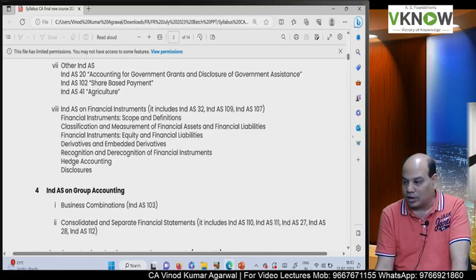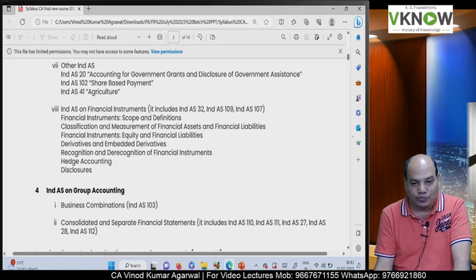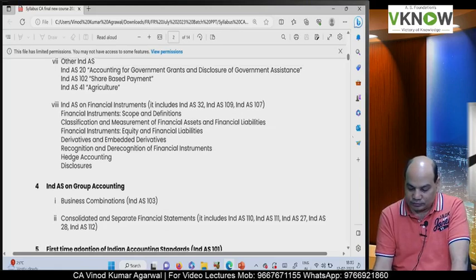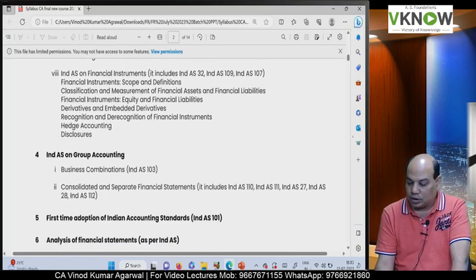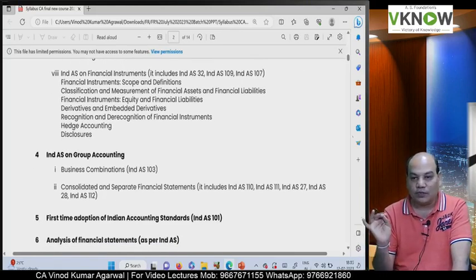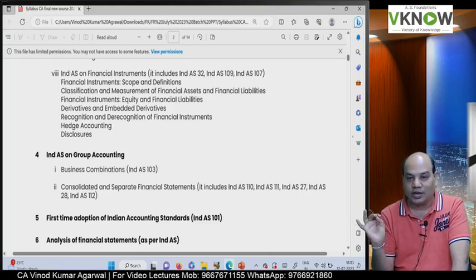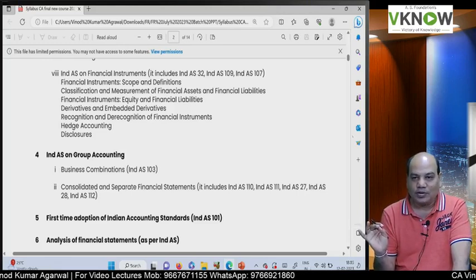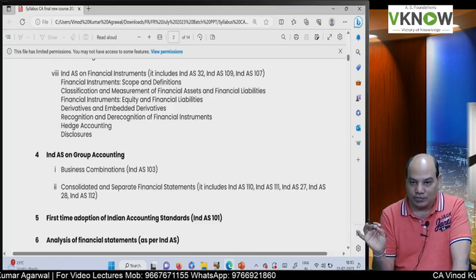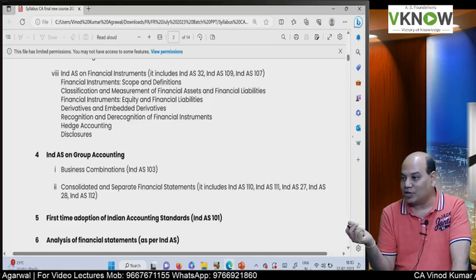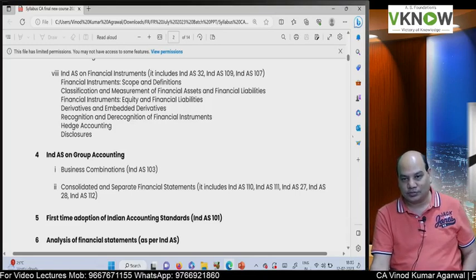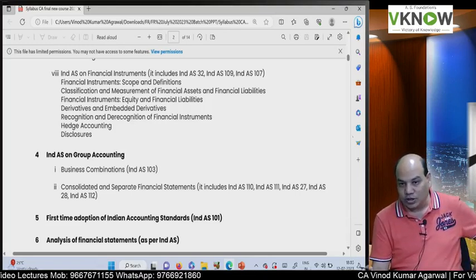Then we have other Ind AS. Ind AS 20, government grants. Ind AS 102, share based payment. Ind AS 41, agriculture. And then we have 3 standards dealing with financial instruments. Very lengthy, very complicated, and that is the area where you need to have a lot of expertise, because every company will have financial instruments in their books. Many companies are using derivative products in their books. Okay, so which are these 3 standards?